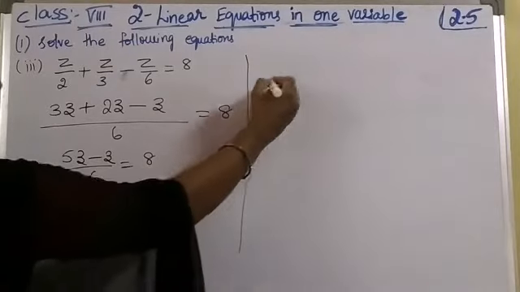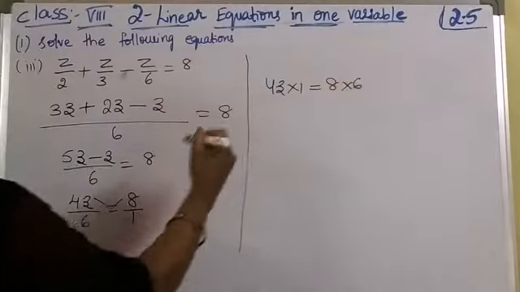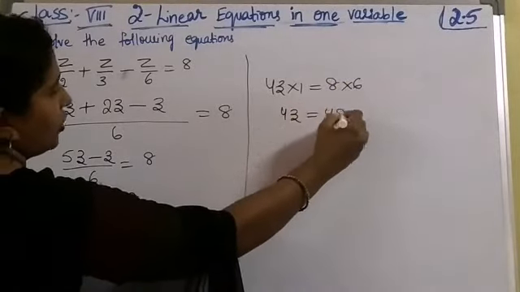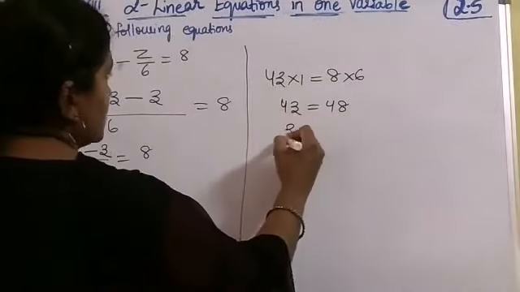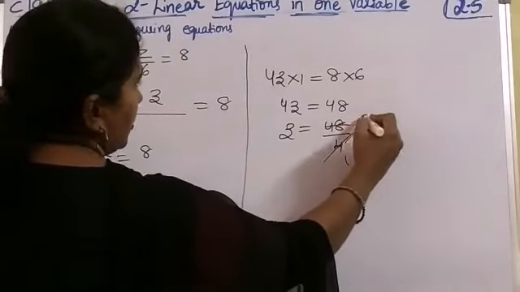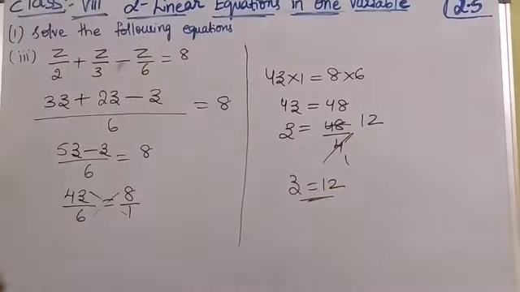So here you get 4z into 1 equal to 8 into 6. Now 4z into 1 is nothing but 4z. 8 6s are 48. z equal to 48 by 4. Do cancellation with the 4 table: 4 1s are 4, 4 2s are 8. So z you got as 12.